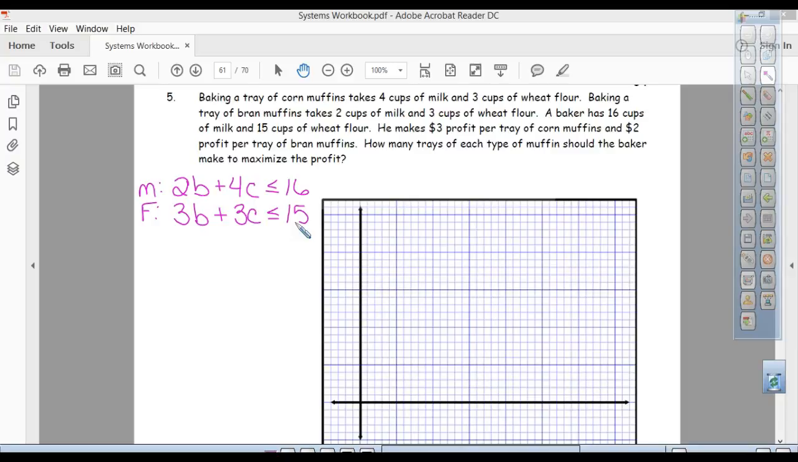So what's our first step? We have to graph our intercepts, right? Let's cover up our B. We have 4C is less than or equal to 16, so C is 4. What point is that?